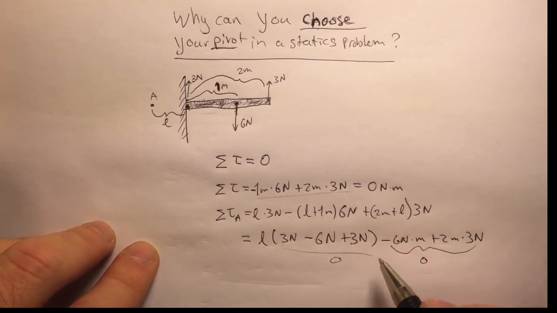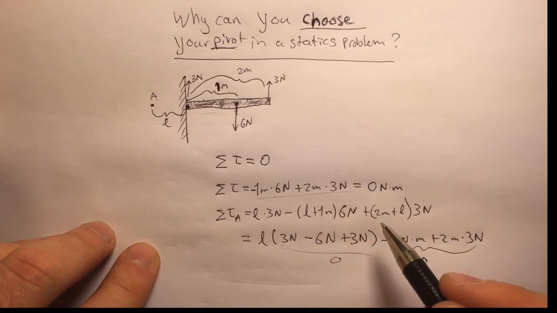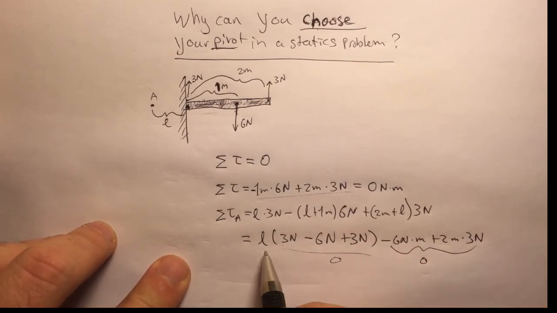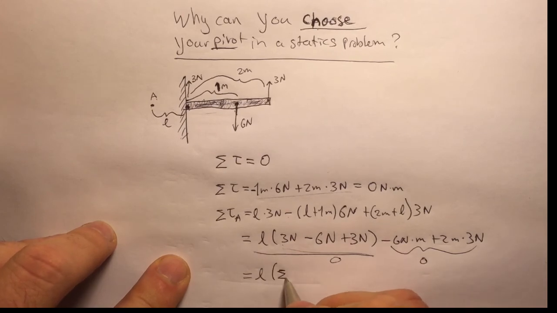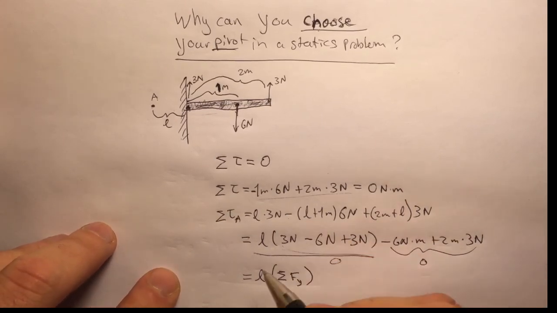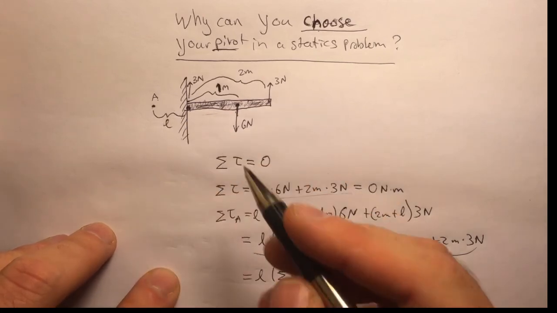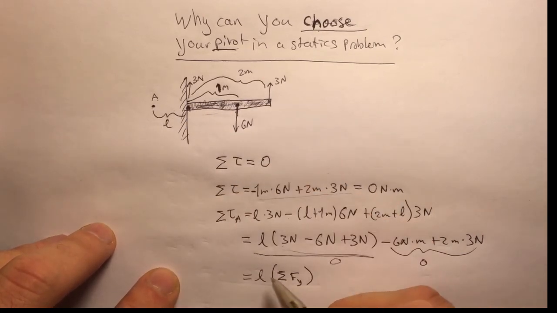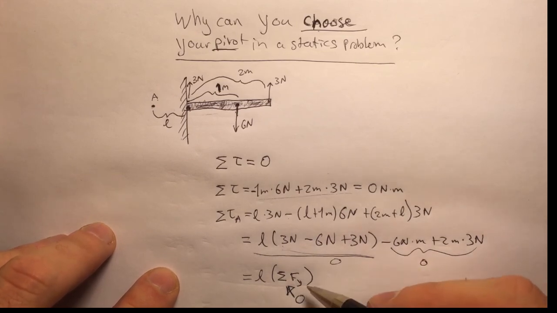So was this just a coincidence that this happened? Actually, no. You could instead write this term as L times the sum of all the forces in the y direction. And that'll happen anytime you do a problem like this. If you move the pivot by a distance L, then you'll get L times the sum of the forces in the y direction. But we know that this has to be equal to 0. The sum of the forces in the y direction is equal to 0 if the thing isn't moving. And in a statics problem, it's not moving.